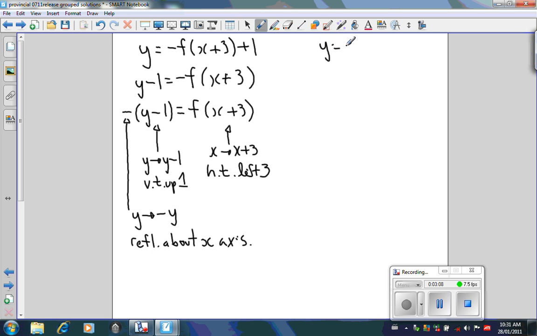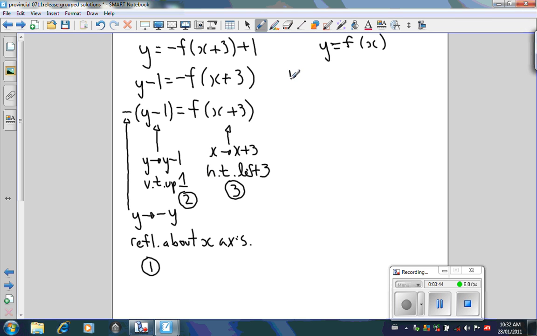What I'm going to do now is start off with a function, y equals f of x, and perform these translations, compressions, expansions, and whatnot in the right order and see if I end up with my original function. If I do, then I got the right transformation. The first one I'm going to do is my reflection. The second one is my vertical translation. And the third one is my horizontal translation.